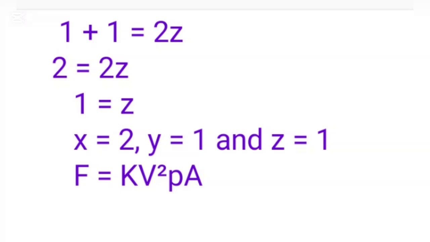So writing this equation correctly, we have F is equal to k v raised to power 2 rho and capital letter A for area. That will be our correct formula for that equation.